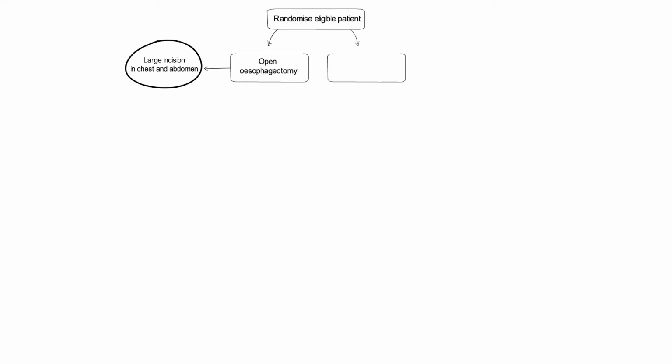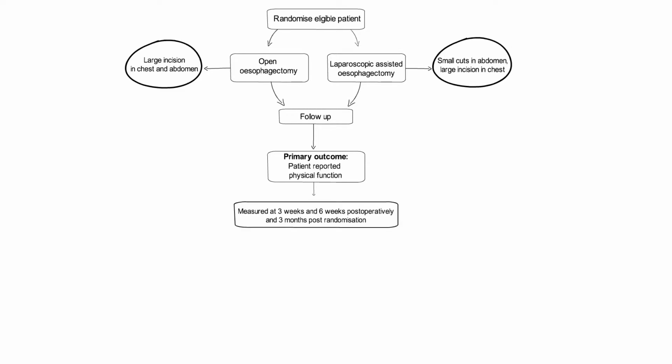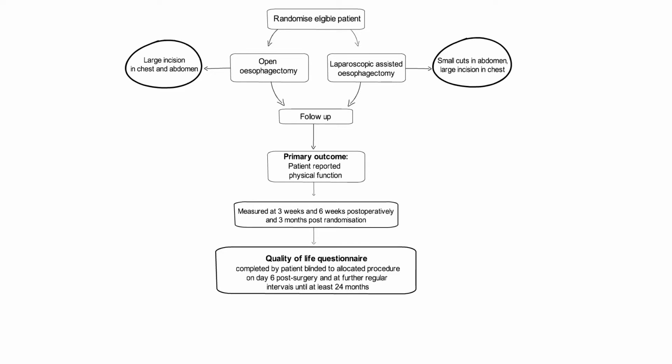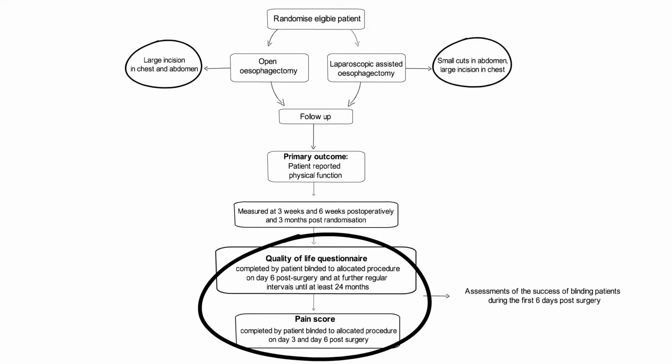Those who meet the eligibility criteria and consent are randomized to either an open procedure involving a large incision or keyhole with several smaller incisions. After the surgery, patients' data is collected, including a health-related quality of life questionnaire carried out on day 6 post-surgery. Patients are also asked to complete a pain score at day 3 and day 6 post-surgery. Finally, on day 6, after these initial subjective assessments have been undertaken, the patients were told their procedural allocation.